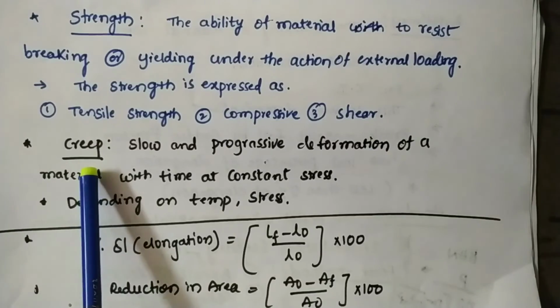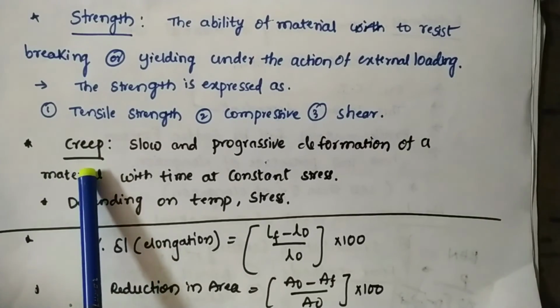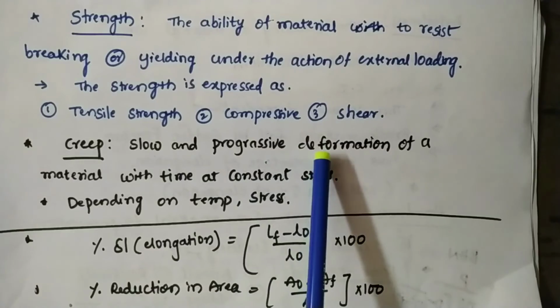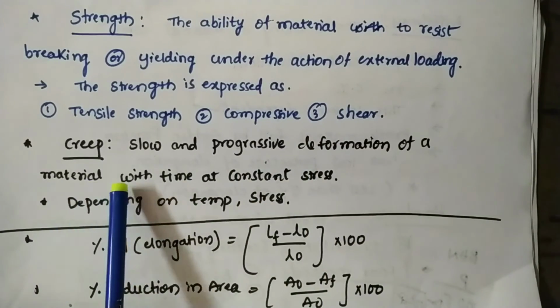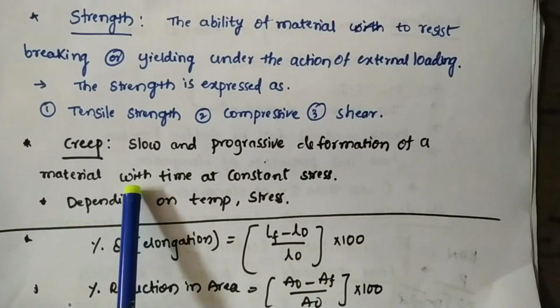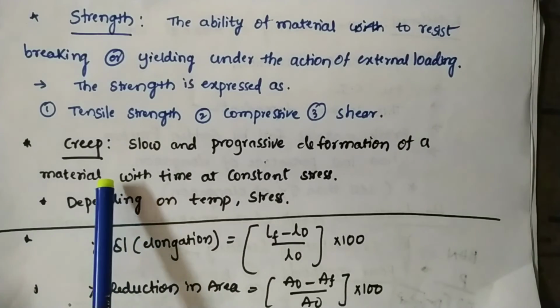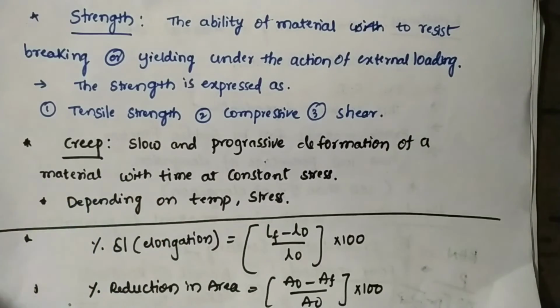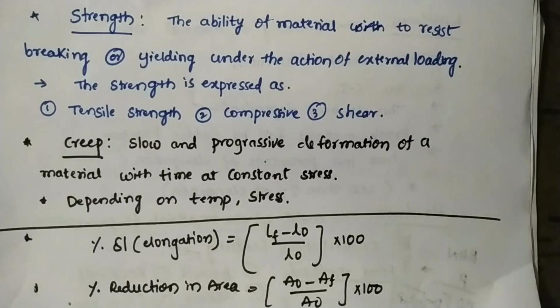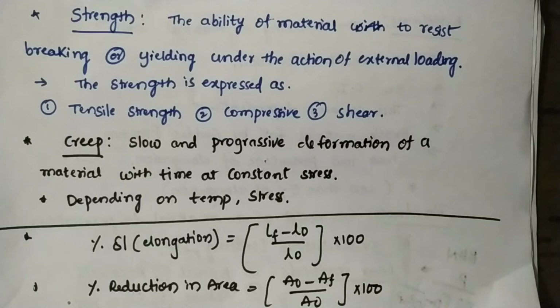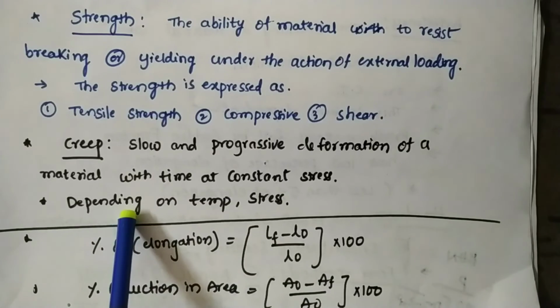The next property is creep. What is the meaning of creep? Slow and progressive deformation of a material with time at constant stress. That is the definition of creep. This creep depends upon temperature and stress. This point is also very important for competitive examinations.